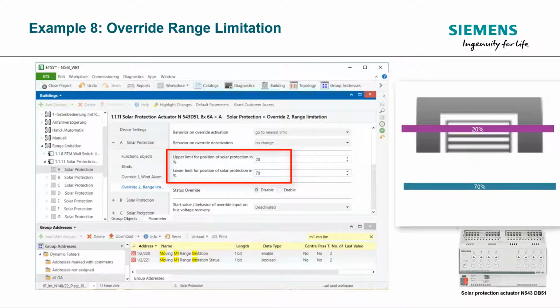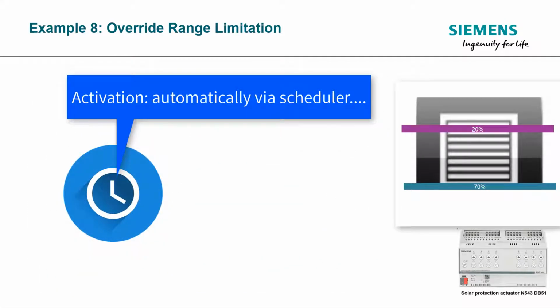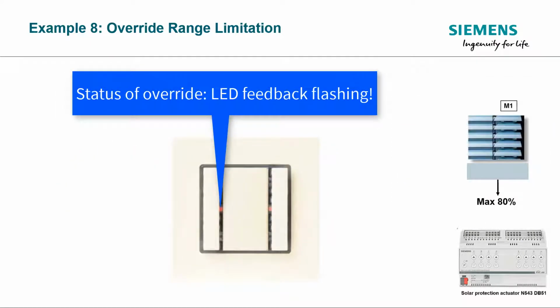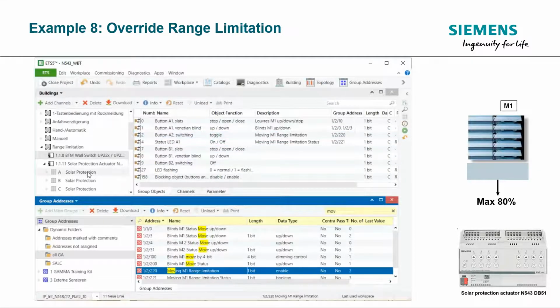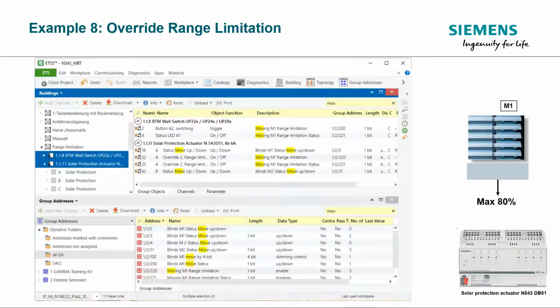The activation of such an override is usually done by a central time switch, but can of course also be manually controlled at any time, for example via buttons. Then we should also consider making the status of this override visible, for example as an LED flashing function on the operating button, marked accordingly. Now we can create and connect the required group addresses again, and we're good to go.